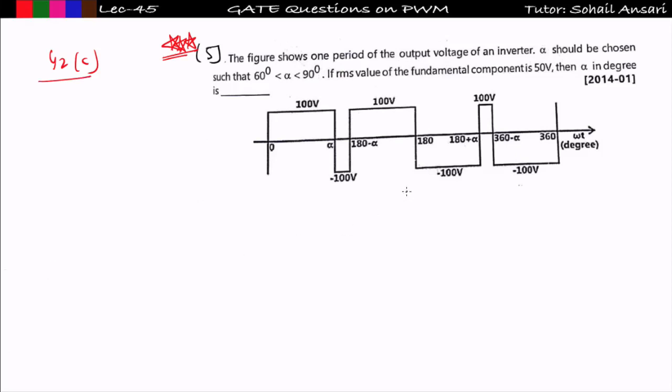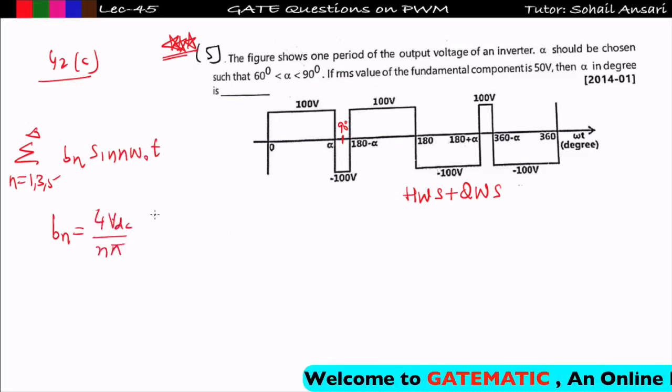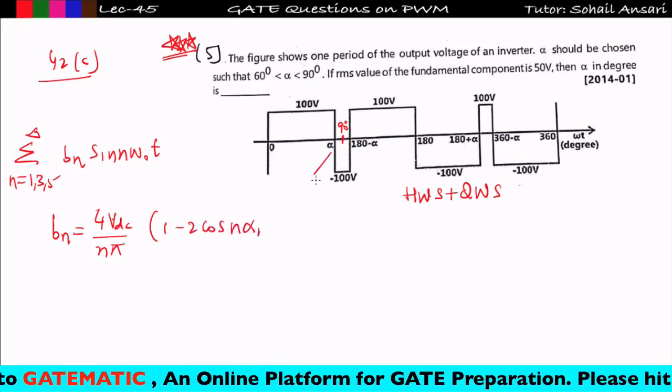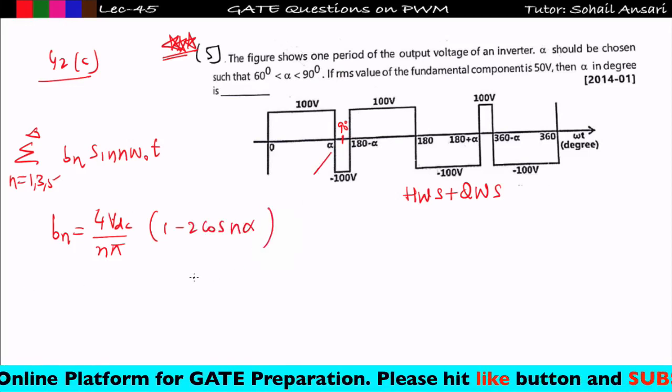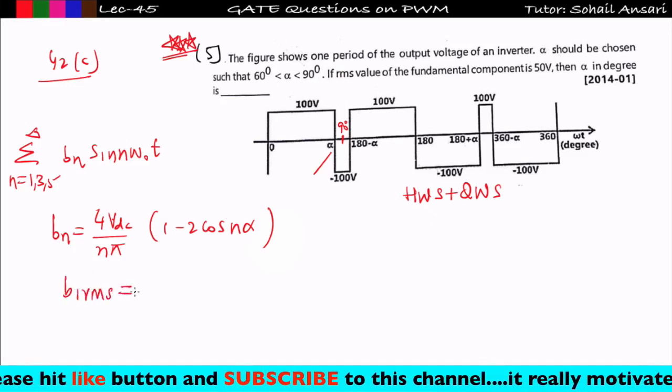See, this is nothing but half wave symmetry as well as quarter wave symmetry, right? And 90 degree will be somewhere here. So if it is half wave symmetry and quarter wave symmetry, then I can easily write the Fourier series expression, n equal to 1, 3, 5 up to infinity, equal to Bn into sine n omega naught t, where Bn can be easily found by using the short trick, that is 4 VDC upon n pi into 1 minus 2 cos n alpha. So this is my value of Bn and I need to find the B1 RMS. B1 RMS is given, that is equal to 50 volt.